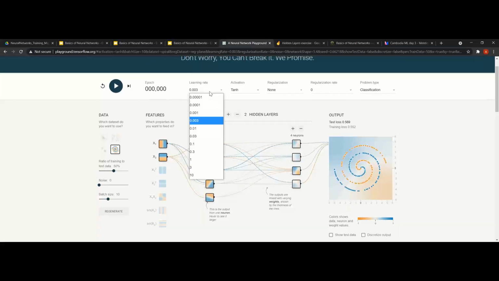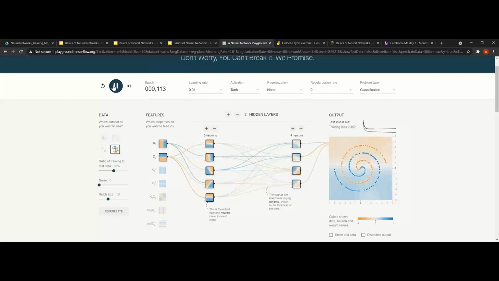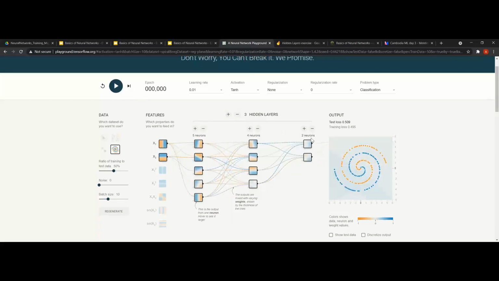Okay, let's try, for example, increasing the learning rate a little bit. See if it makes any difference. Starting to make some kind of spirals here, but it's still having a hard time. Let's wait a little bit more. Not really, right? It's still not doing a very good job. Let's try adding maybe another hidden layer. Let's do 5, 4, 3. Okay, yeah, it's having a hard time.